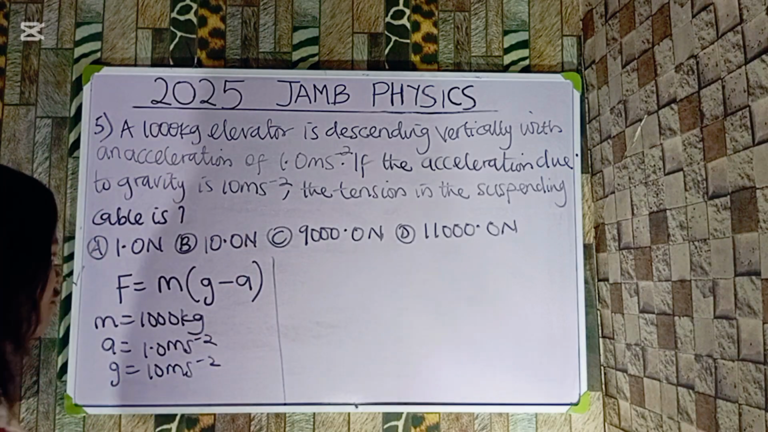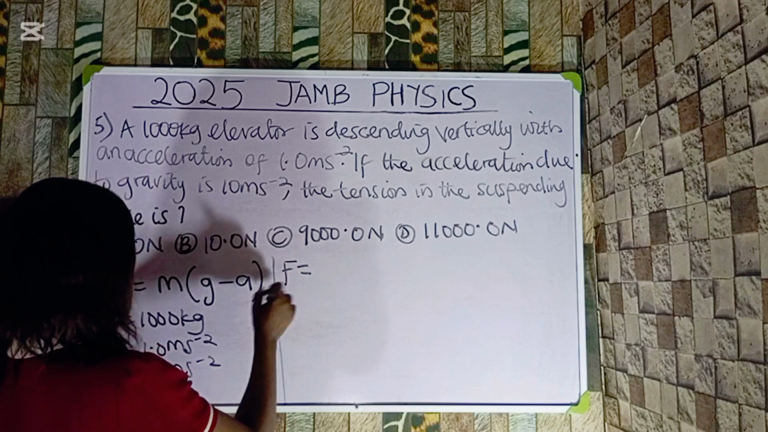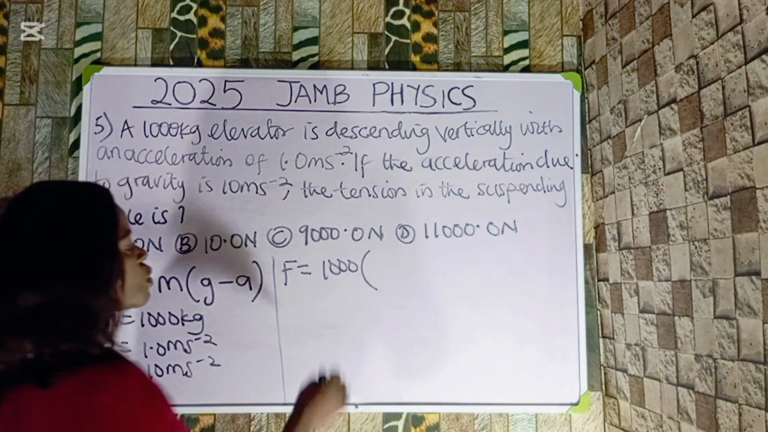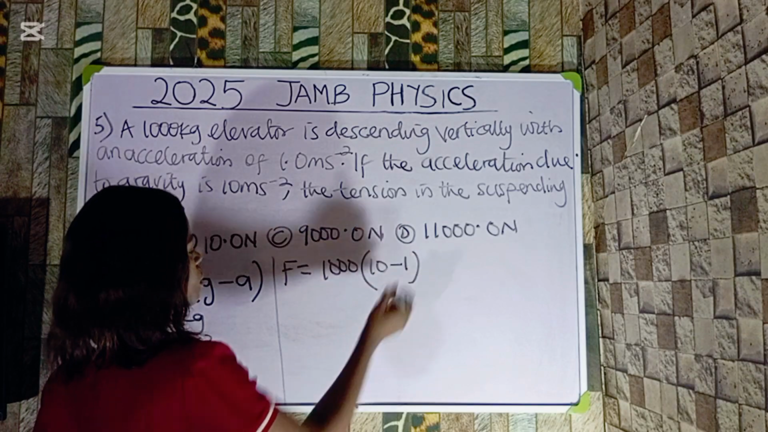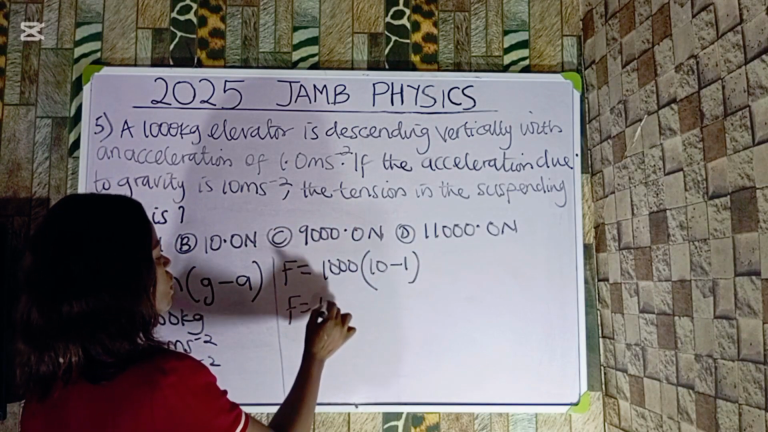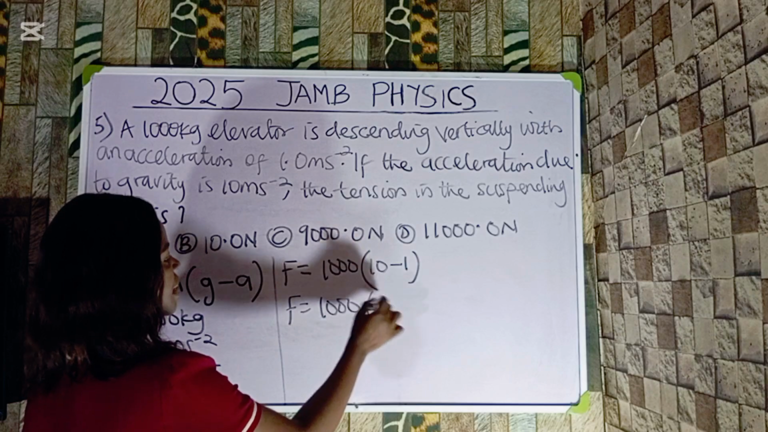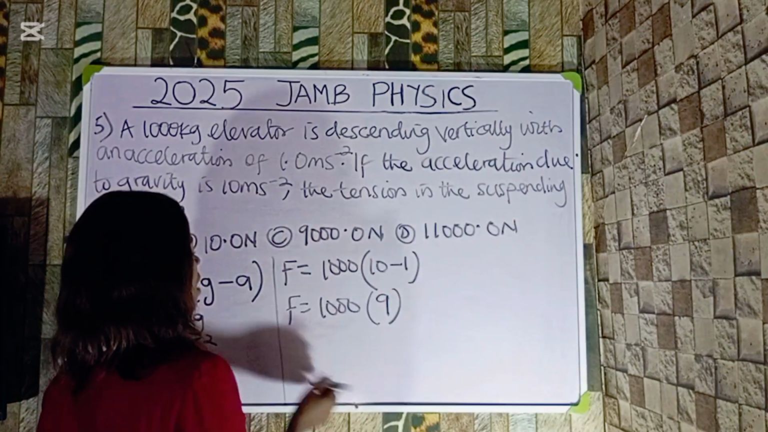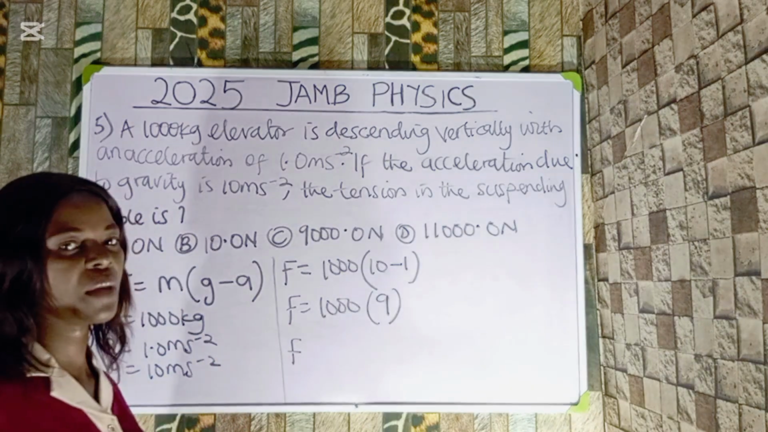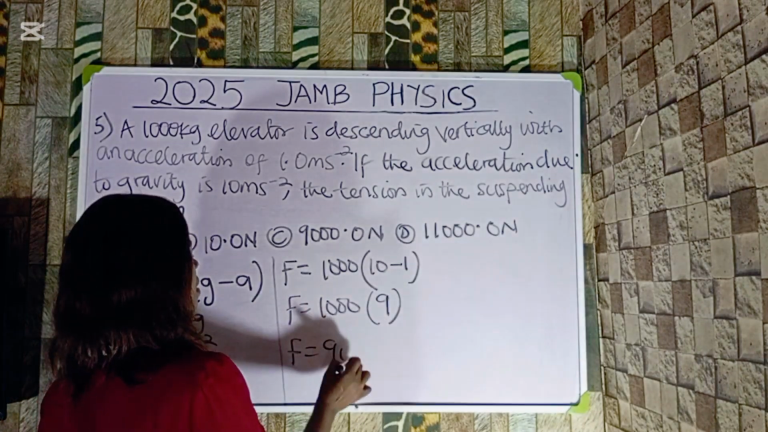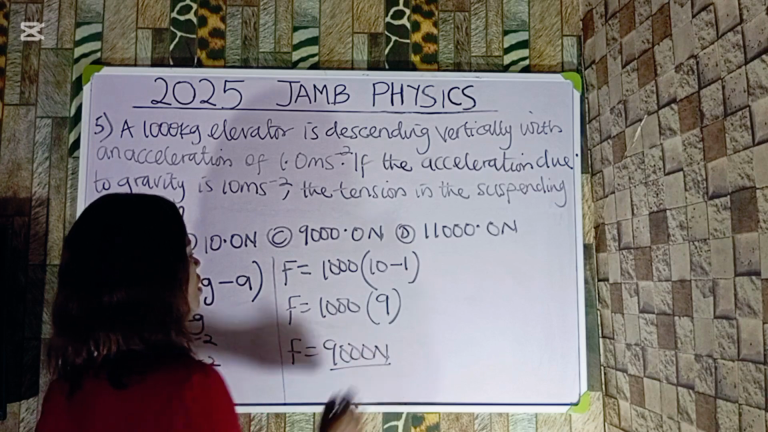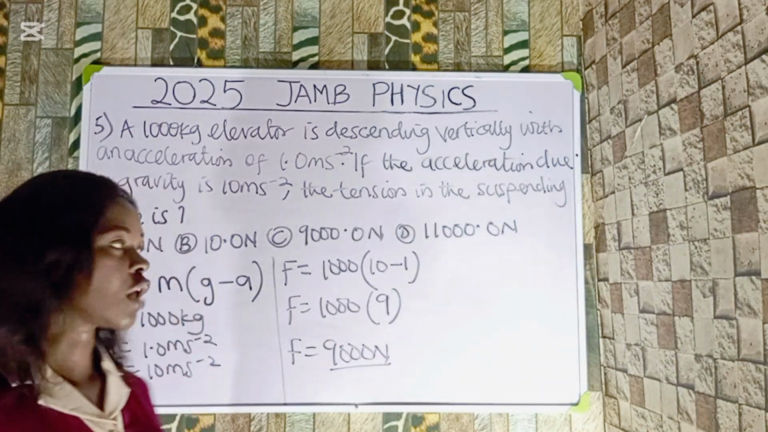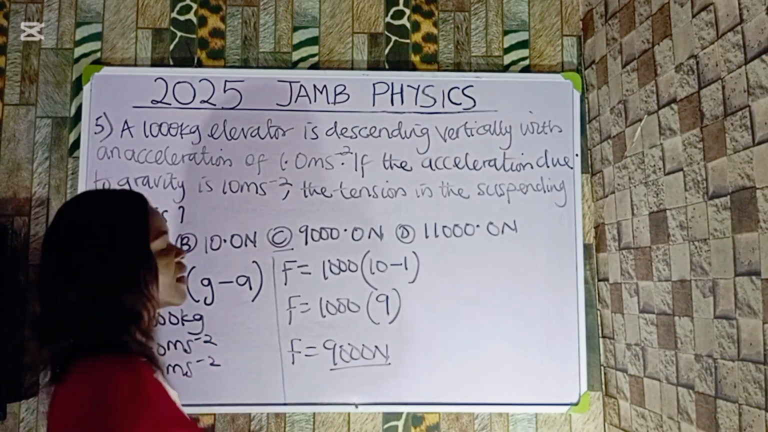F, which is the tension, equals 1000 bracket, g is 10 minus 1. Then F equals 1000 bracket 10 minus 1, which gives me 9. Then let's multiply: 1000 multiplied by 9 gives me 9000 Newton. I hope that is clear. From what we have done so far, the correct option to this question is option C.